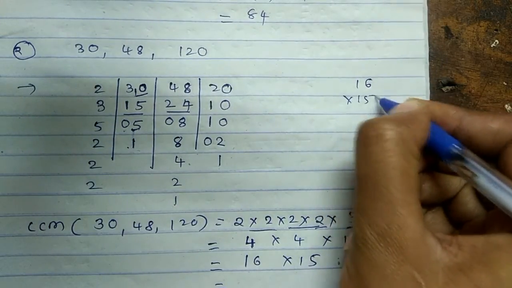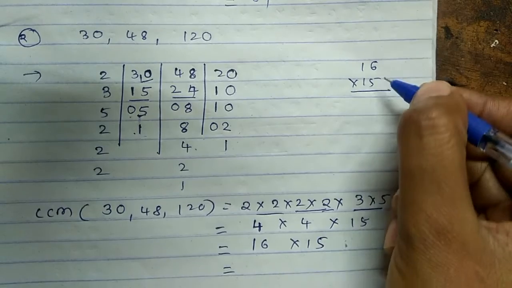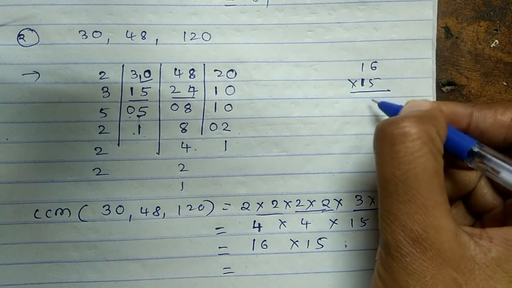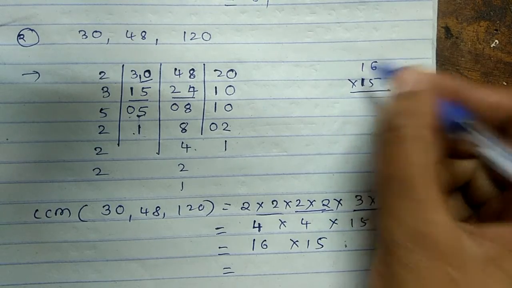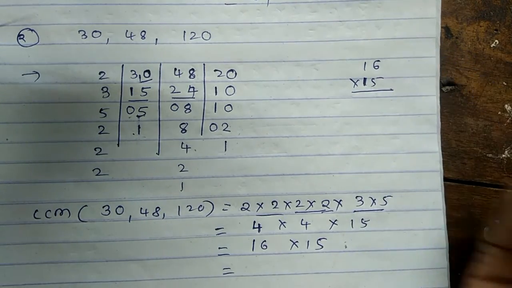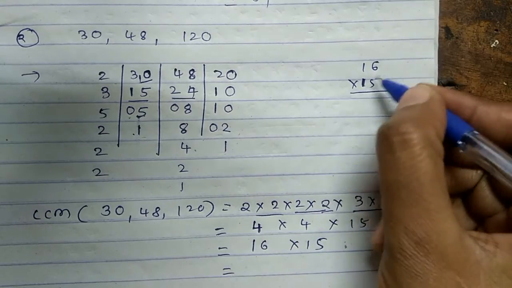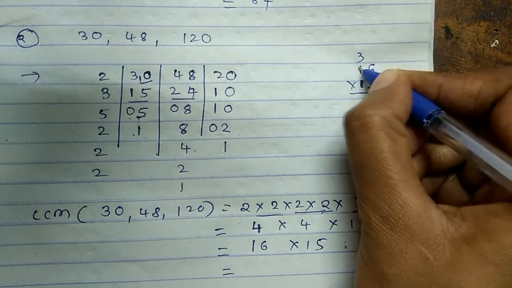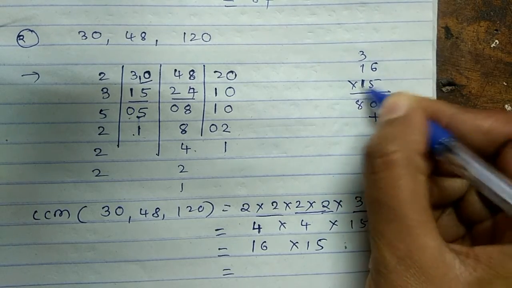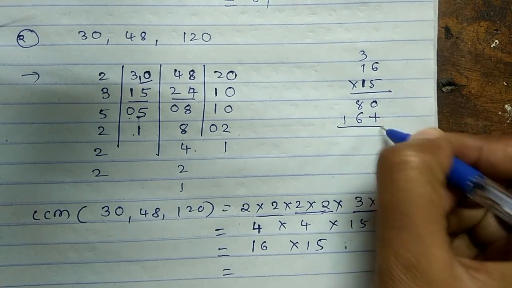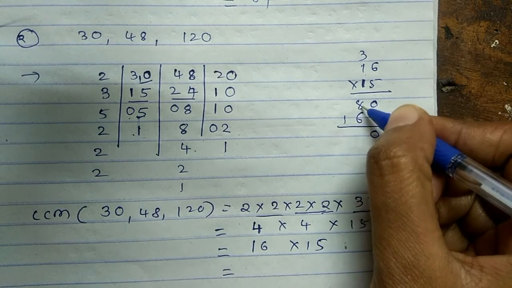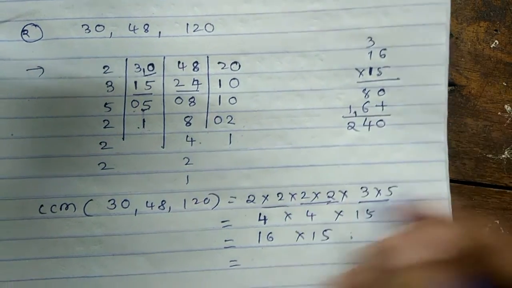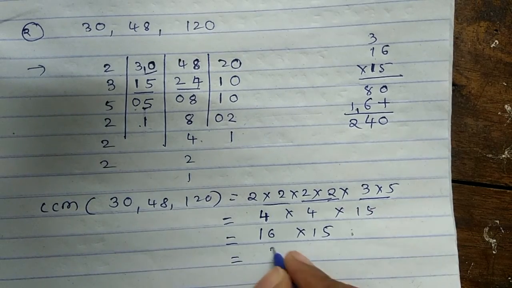16 into 15. You can directly use the table of 15: 15 6s are 90, 0 and 9. 15 1s are 15, and 9, that is 24. So you can do it like this. Otherwise, separately you can multiply. 5 6s are 30, 3. 5 1s are 5 and 3 is 8. Plus 1 6 is 6, 1 1 is 1. So here you have 0, here you will have 4. So 1 here and 240. So the LCM of these numbers is 240.